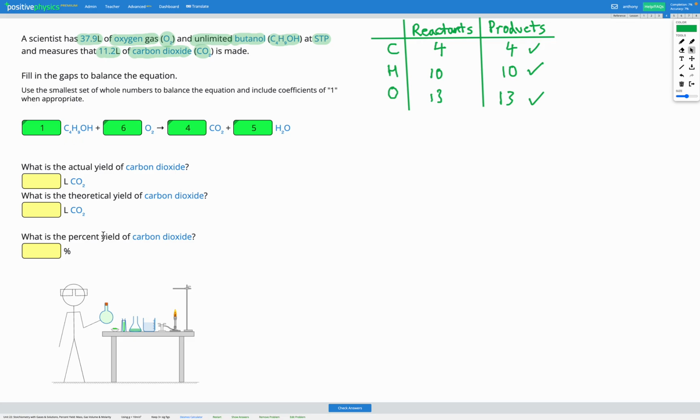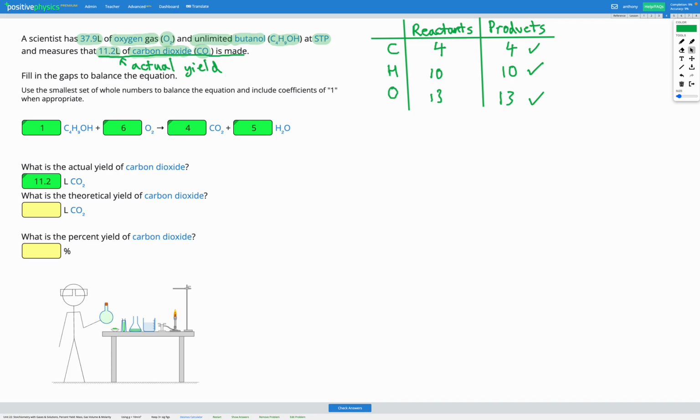Now in this question, we're trying to find the percent yield. So we're going to need to know the actual yield. That's how much of the thing we actually got in the experiment. And the theoretical yield. That's how much we expect based on how much of our reactants we had using stoichiometry. So the actual yield is given to us in the question. The actual yield is how much we measured, which was 11.2 litres. So that's going to be our actual yield. So 11.2 litres, that's our actual yield.